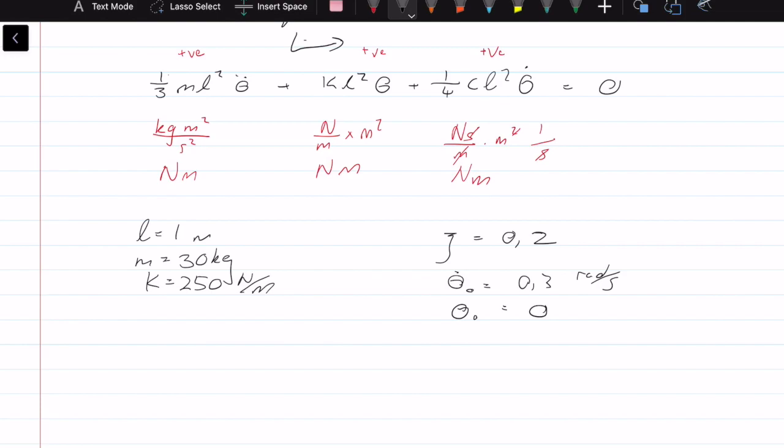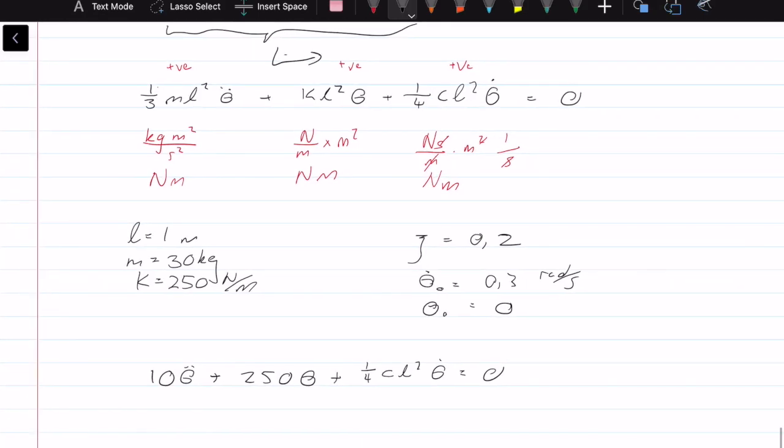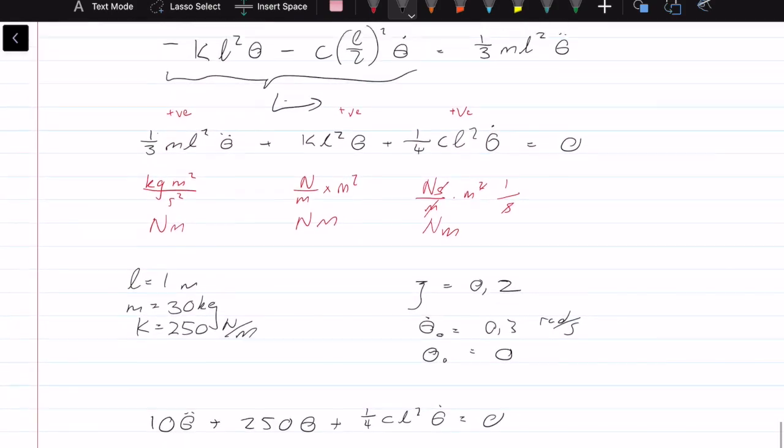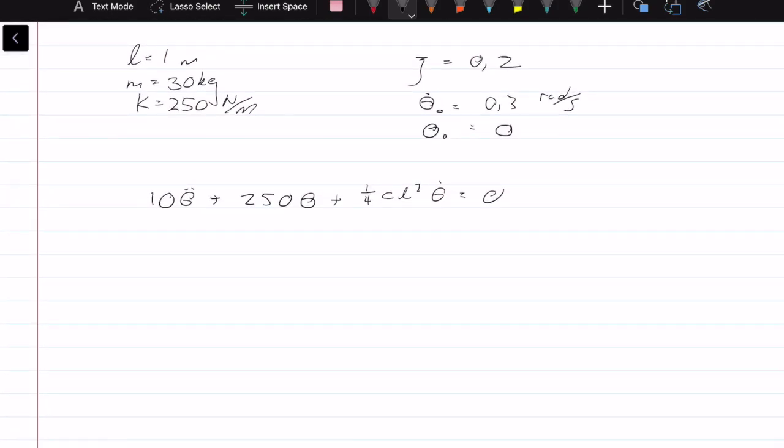Okay, so knowing all this information, we can rewrite this as follows. Substituting values in, we have 10 theta double dot plus 250 theta plus, I'm going to leave C as it is because we've been given the damping ratio. Okay, everything looks good. So this is our equation of motion, and from this we want to get the system response.